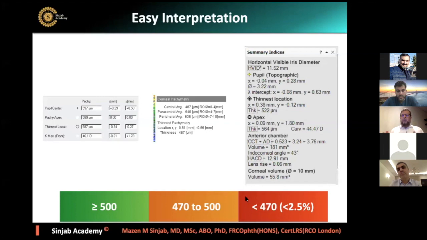However, we have to take into consideration the population, because in North Africa, the thickness of the cornea is less than this. So you may see 450 in very normal people. So you have to take into consideration the population that you are working with and you are treating. But this is based on Western studies.